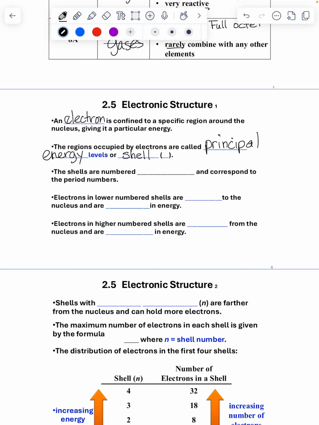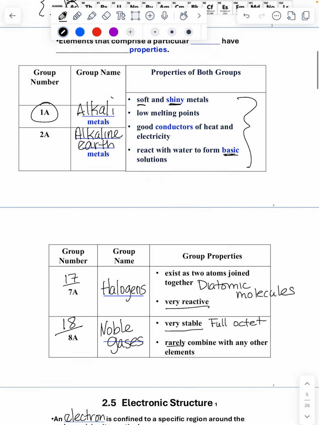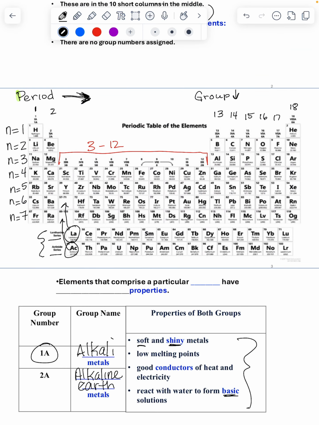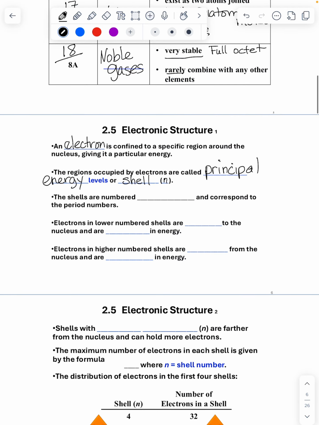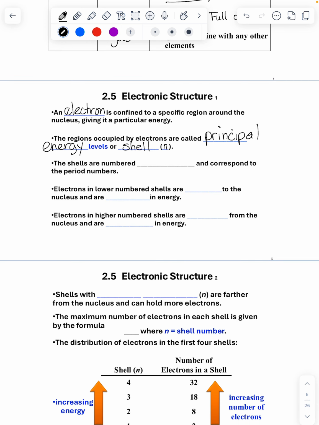The letter that is associated with a principal energy level is the letter n. Just like we wrote on our periodic table above, when we were labeling the periods, we said n equals 1 all the way to n equals 7. So these energy levels correspond to the period numbers on the periodic table. So let's write that out to the side. This is the period number, n equals. We've seen that these shells are numbered n equals 1 all the way to n equals 7. And again, they correspond to the period numbers.